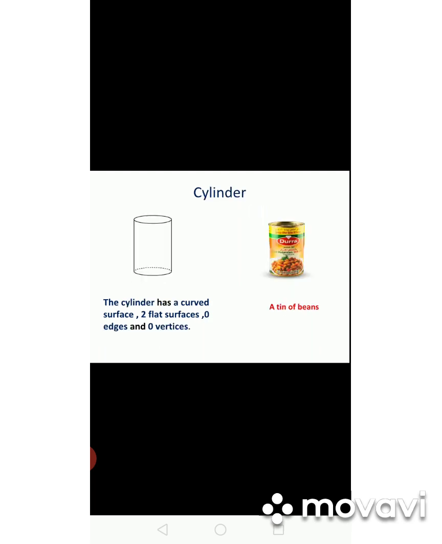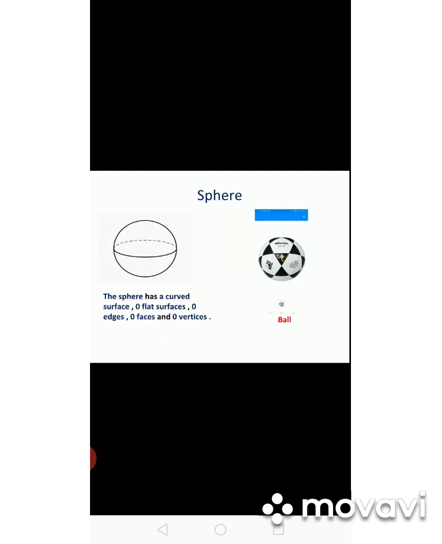Cylinder. The cylinder has a curved surface. It has 2 flat surfaces, 0 edges, and 0 vertices. Sphere. The sphere has what? It has a curved surface. So it has 0 flat surfaces, 0 edges, 0 faces, and 0 vertices.